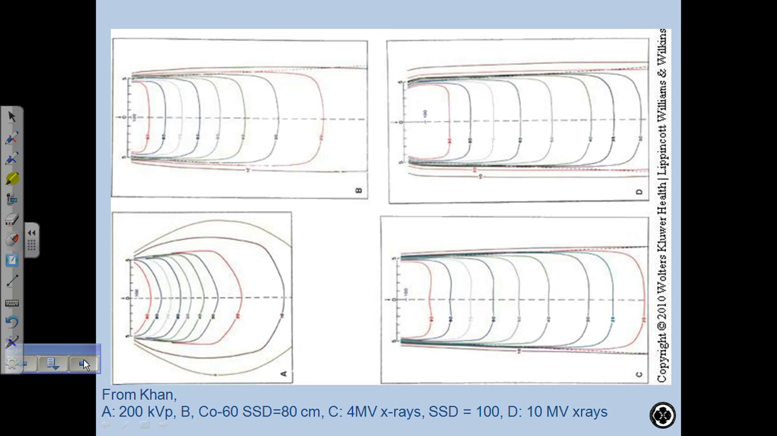What differences would you guys say exist between those isodose curves? Let's just bring out some differences. In A, they're kind of bowed. Yeah, bowed out this way? They're bowed laterally?